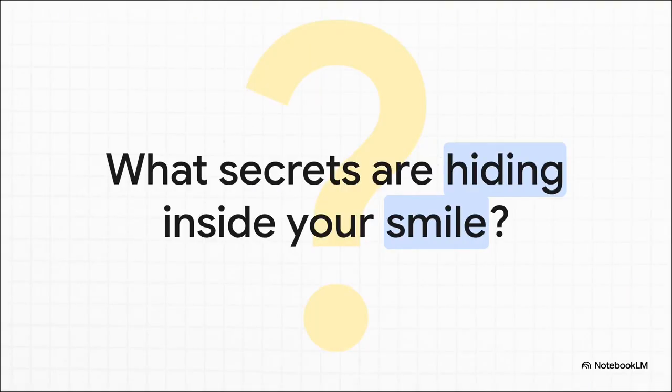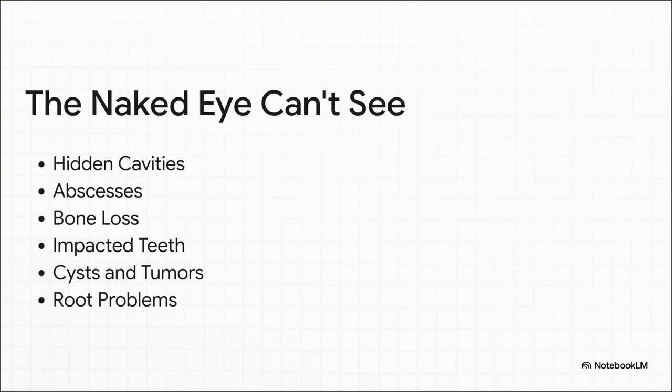Because, let's be real, when you look in the mirror, you're only seeing the tip of the iceberg. The real story, the one that really matters for your health, is often hidden just out of sight, deep inside your teeth and jawbone. And we're not talking about small stuff here. I mean, we're talking about really serious issues. Cavities wedged between teeth where you'd never see them, infections brewing down at the root of a tooth, bone loss from gum disease, even things like impacted wisdom teeth, or in some cases, cysts and tumors. These are the kinds of problems the naked eye just can't see, and it's exactly why X-rays are so incredibly important.